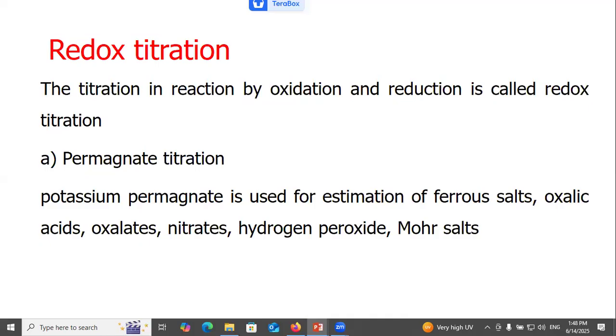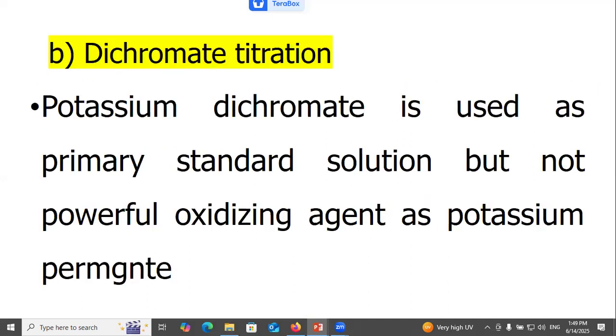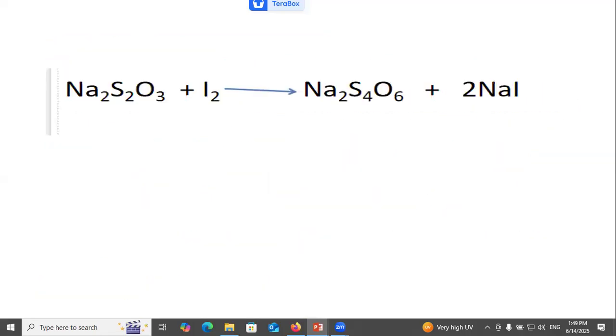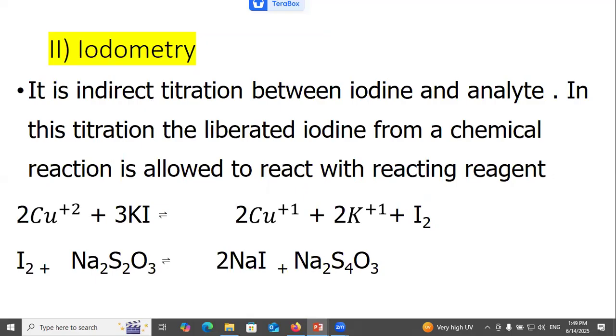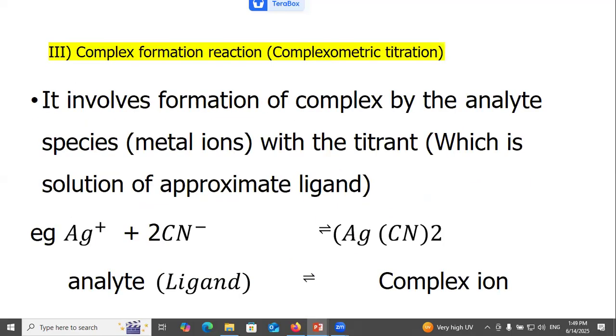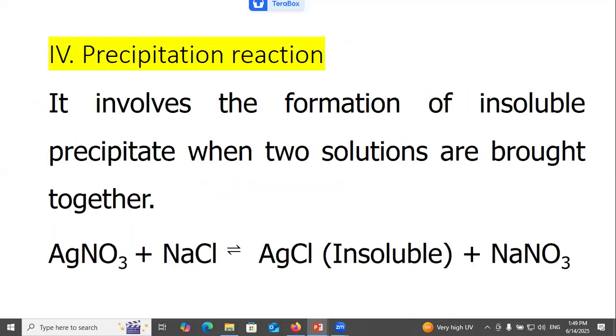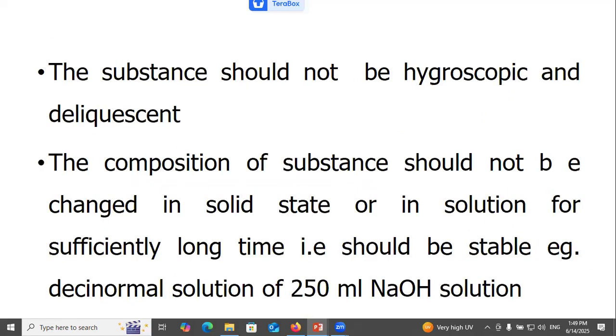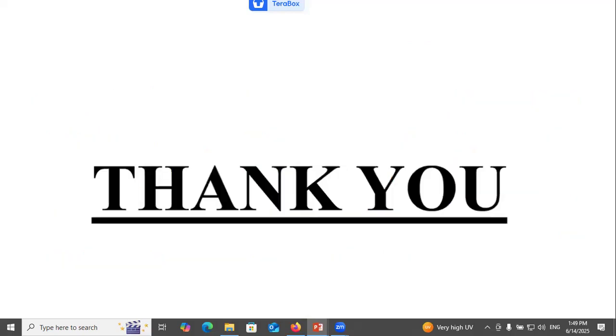Redox reaction: the titration involving a reaction by oxidation and reduction is called redox titration. Examples: permanganate titration, dichromate titration, iodometric and iodimetric titration. Complex formation reaction: it involves formation of a complex by the analyte species with a titrant, which is a solution in approximate solution. Precipitation reaction: it involves the formation of an insoluble precipitate when two solutions are brought together. Primary standard solution: requisites for the primary standard solution. Secondary standard solution.